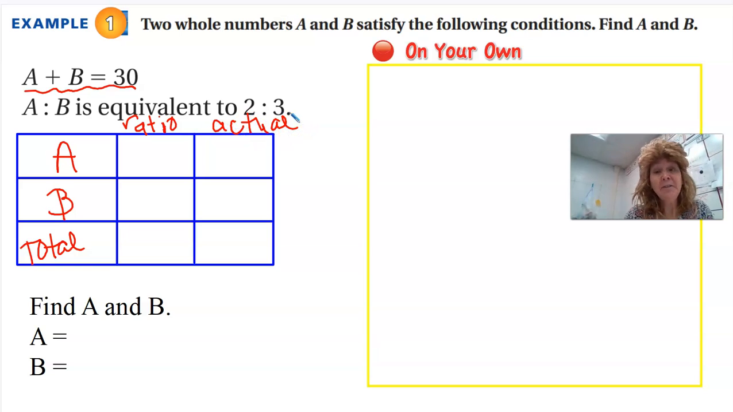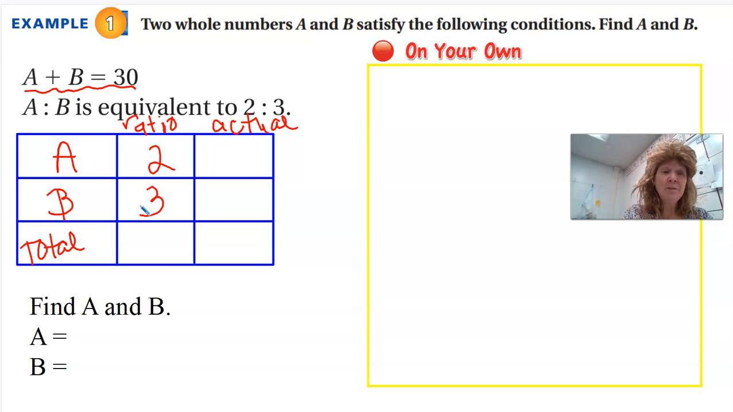So the idea is, if the ratio is 2 to 3, it doesn't mean the number A is 2 and the number B is 3, right? Because it says at that first clue that A plus B is 30. Now I could do a whole bunch of guessing and checking, but when I have a table, I don't need to do that.